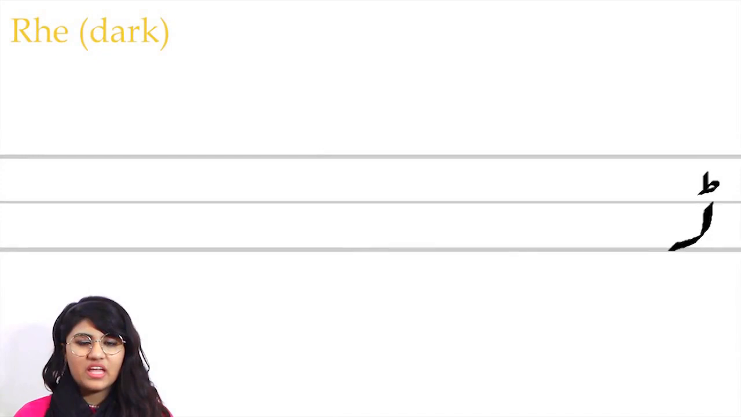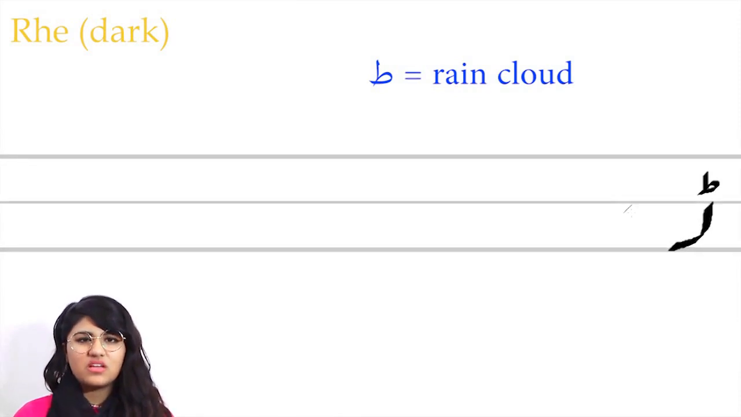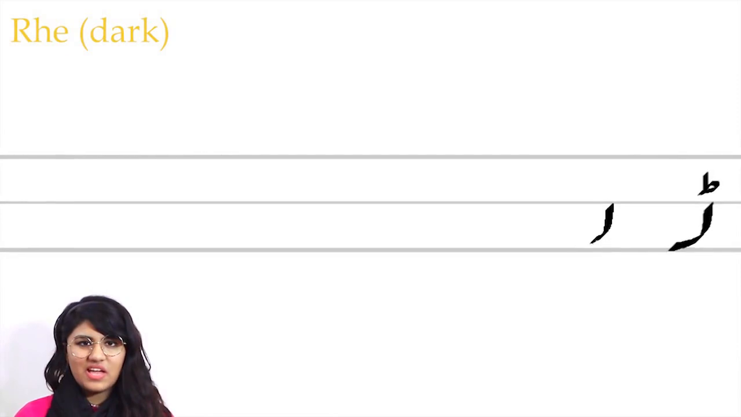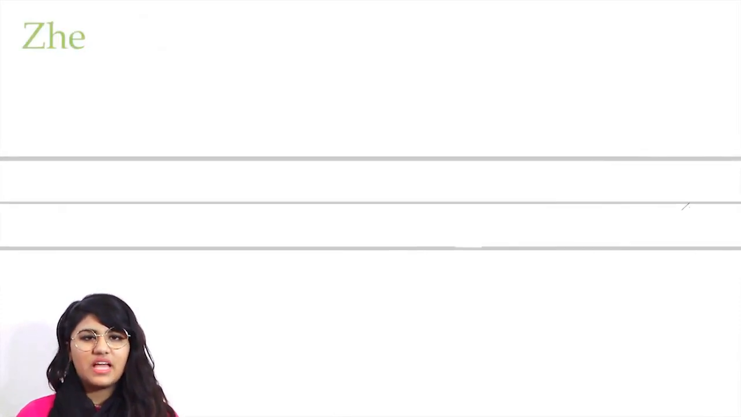Next is Re, our dark letter. And what happens when there's a dark letter? You get the rain cloud, toy. So take out the sun's rays with a toy. So let's make our slanted line, our curve, our line, our petal, and our stem. And you have Re.